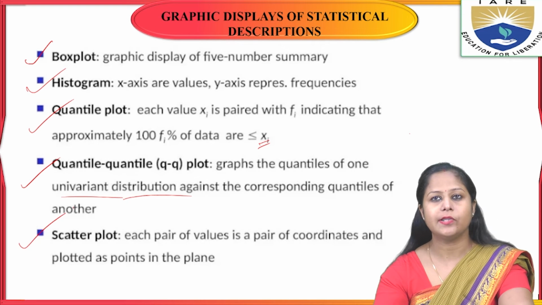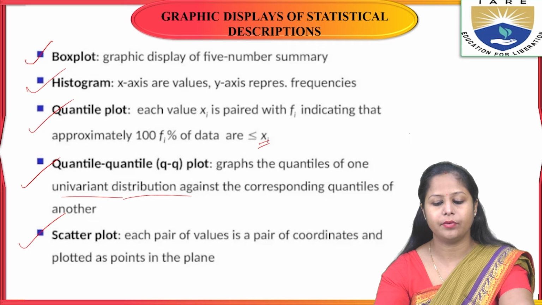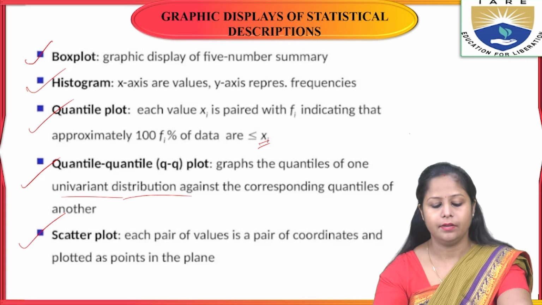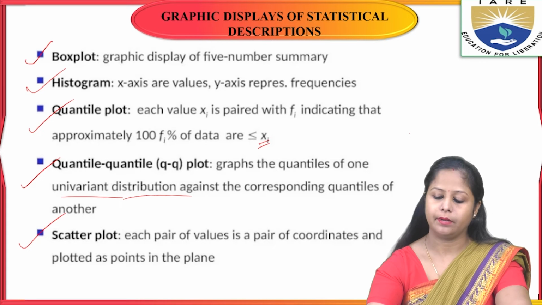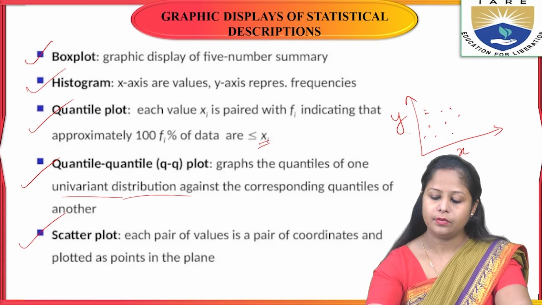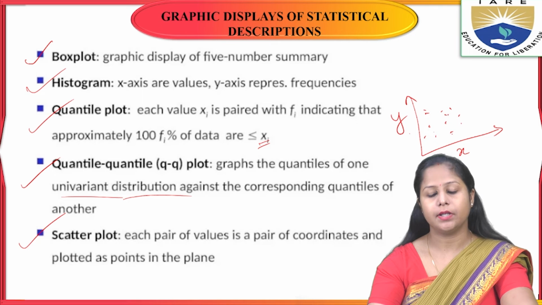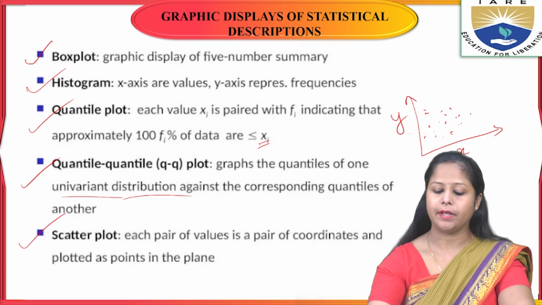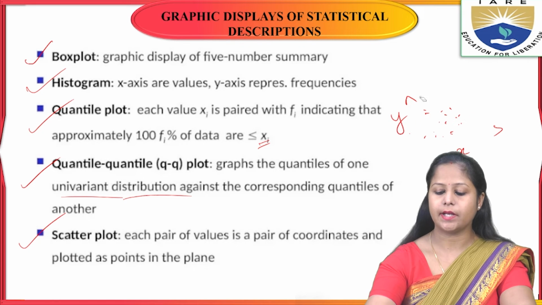A scatter plot is also a graphic display for statistical description, in which each pair of values is a pair of coordinates and is plotted as a point in the plane. So if there is an x-axis and a y-axis, and here are some data points, this is the scatter plot of the data set. Here the pairs of coordinates are plotted in the plane. That is called a scatter plot.